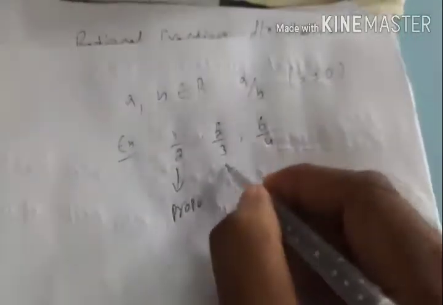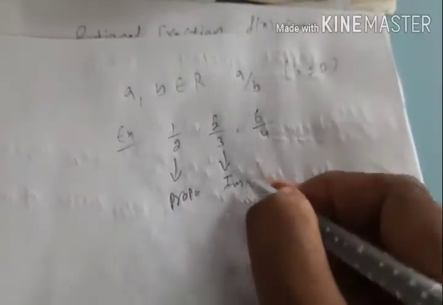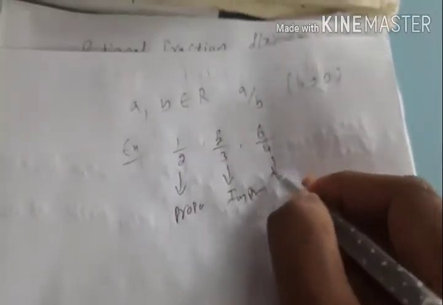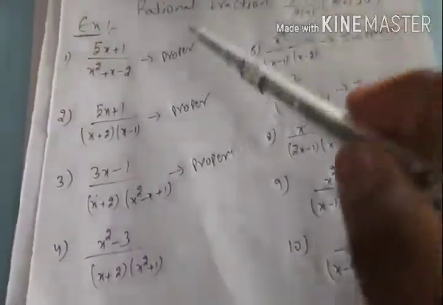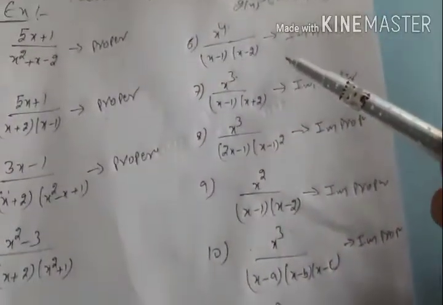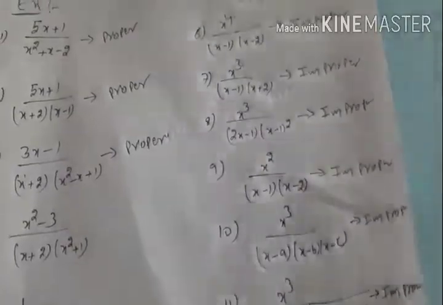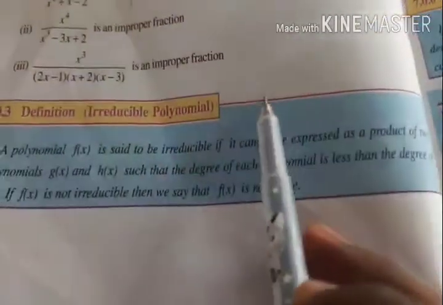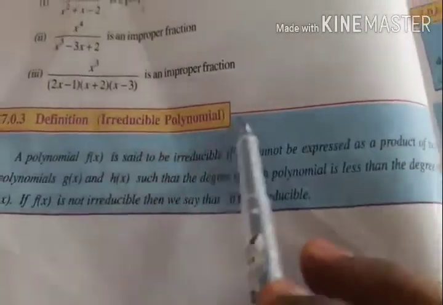In real numbers, 1 by 2 is a proper fraction and 5 by 3 is an improper fraction. 6 by 4 is an improper fraction. First we discussed the partial fractions for proper fractions, then we discussed the partial fractions for improper fractions. Next we discussed reducible and irreducible polynomials.